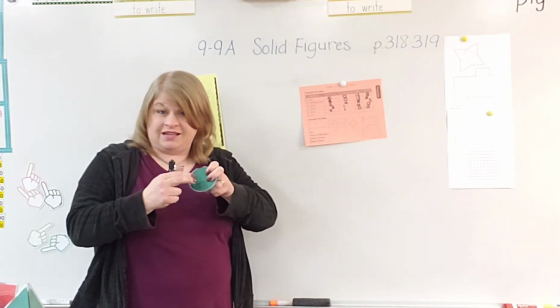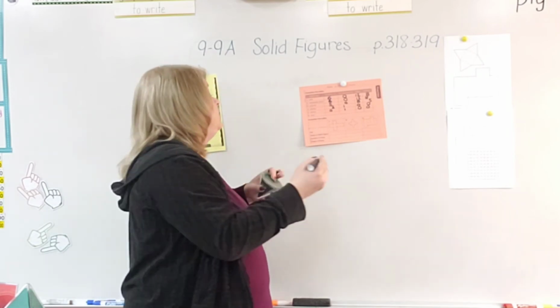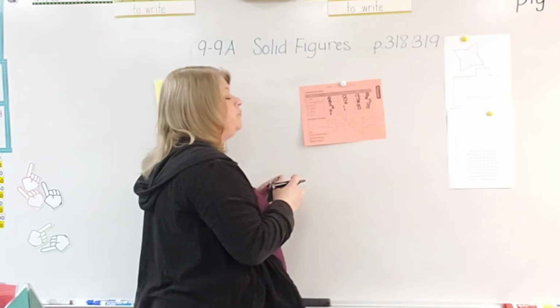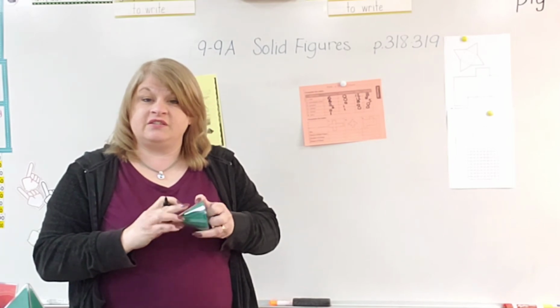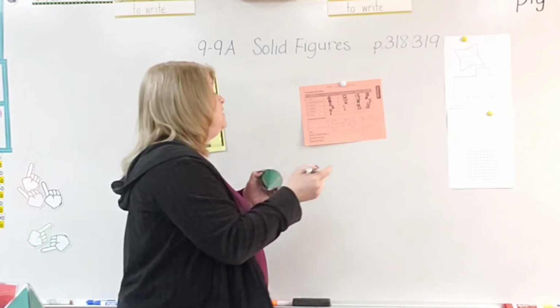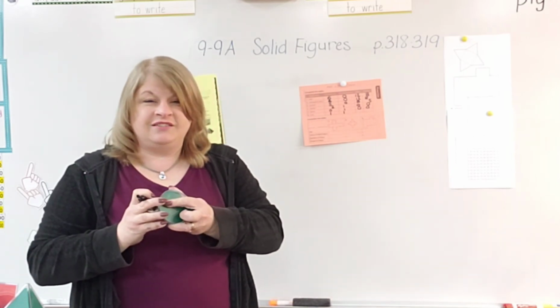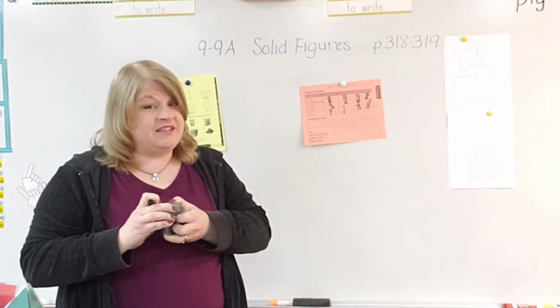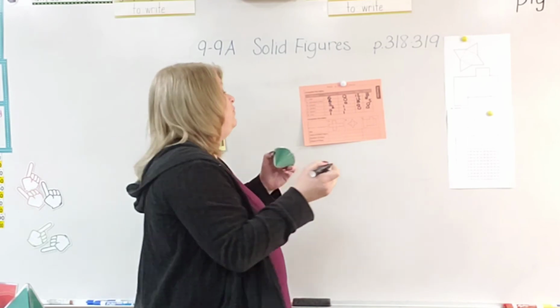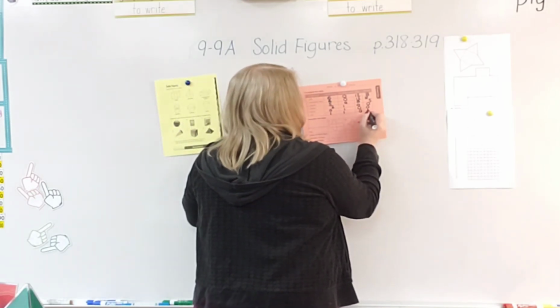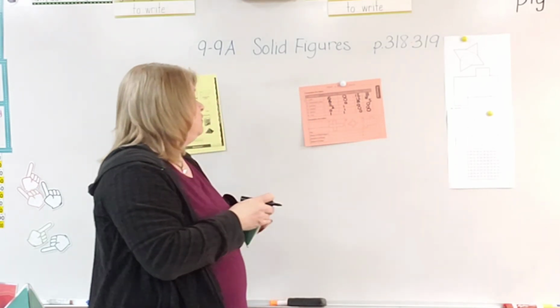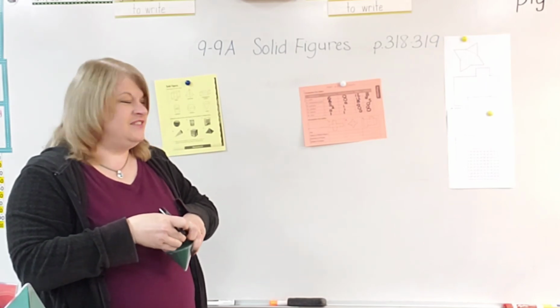Okay, so let's ask ourselves, how many flat surfaces are there? Well, I do see this side, the bottom of it, right? So that's 1. Are there any curved surfaces? The whole thing is a curved surface. Any edges? We have to have line segments. No. Any vertices then? No. Not at all.